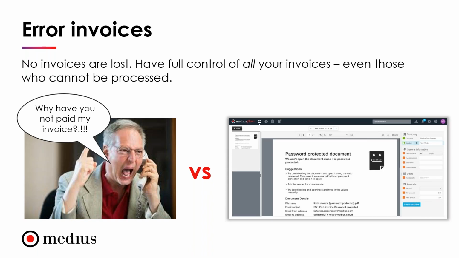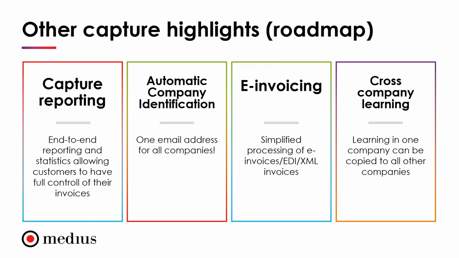If we look at error invoices, you will get error notifications when you have an error on your invoices. So no invoices are lost. And doing that, you will have full control of all your invoices, even those that cannot be processed. Other capture highlights already available, and of which some of them are on our roadmap, are capture reporting, automatic company identification, e-invoicing, and cross-company learning. So learning in one company can be copied to all other companies.